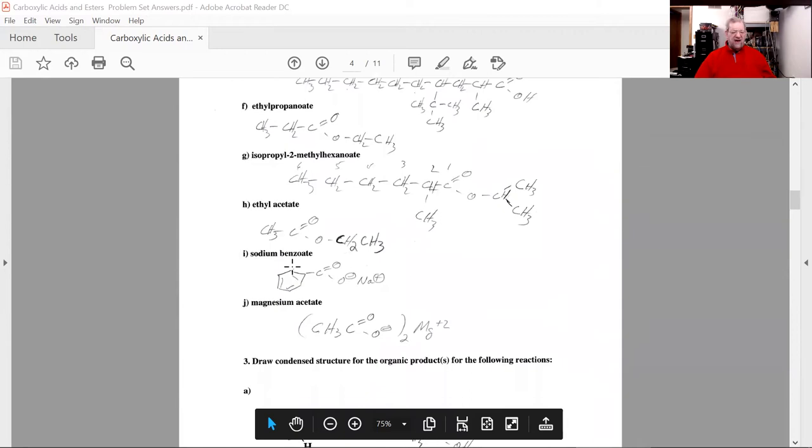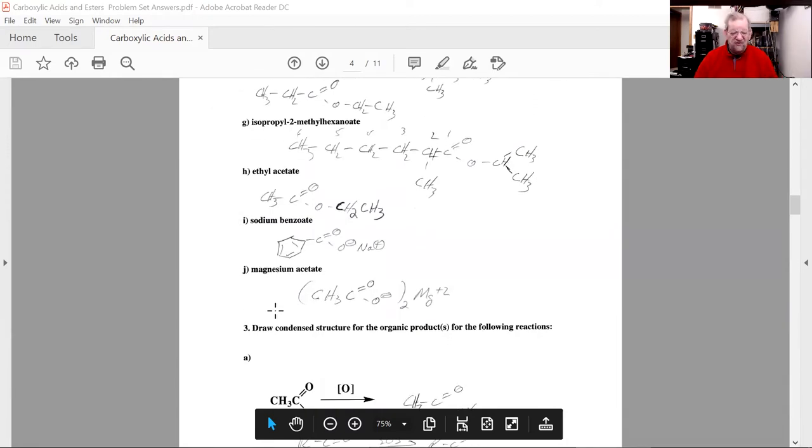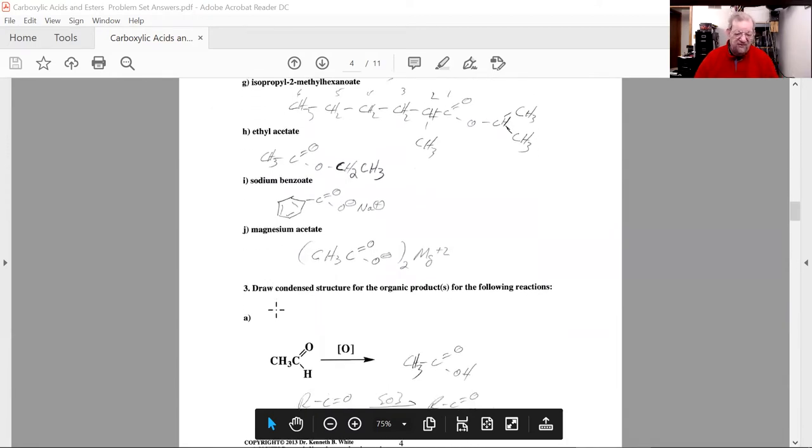Now, if we look at I, OATE ending tells you ester or carboxylate anion. If you have an element name in the front, that's a carboxylate anion. Here's sodium benzoate. Now, J, just omit. I didn't do magnesium, same thing. And let's go on.